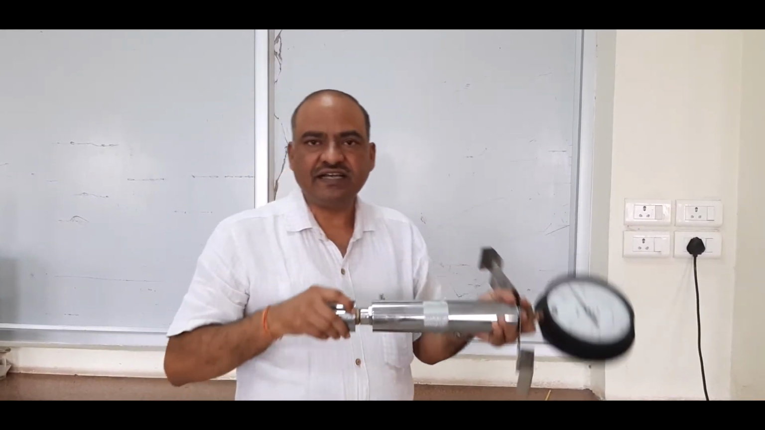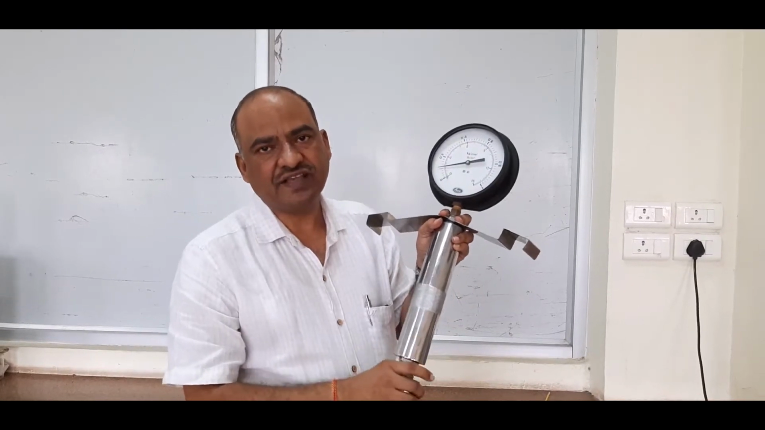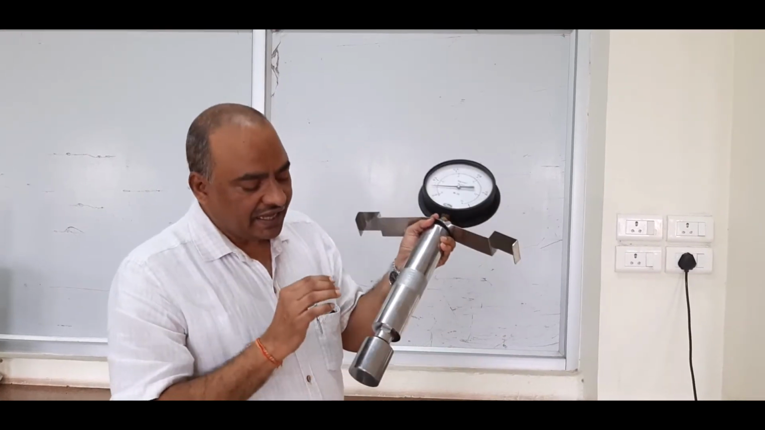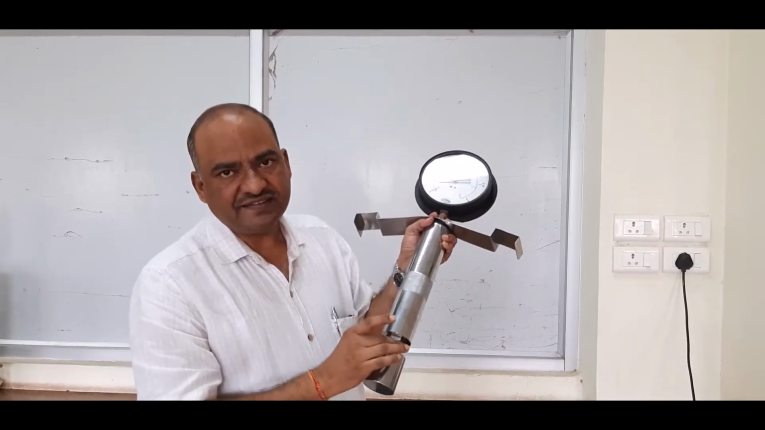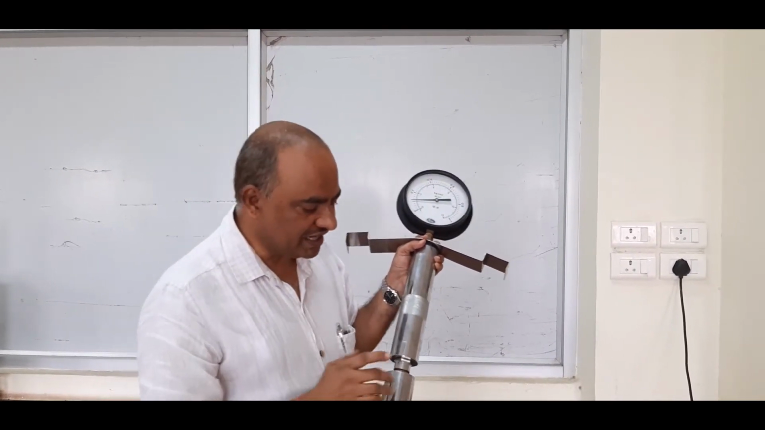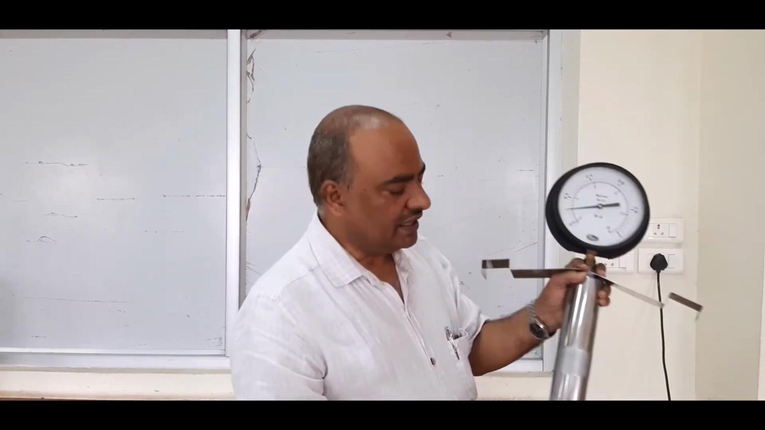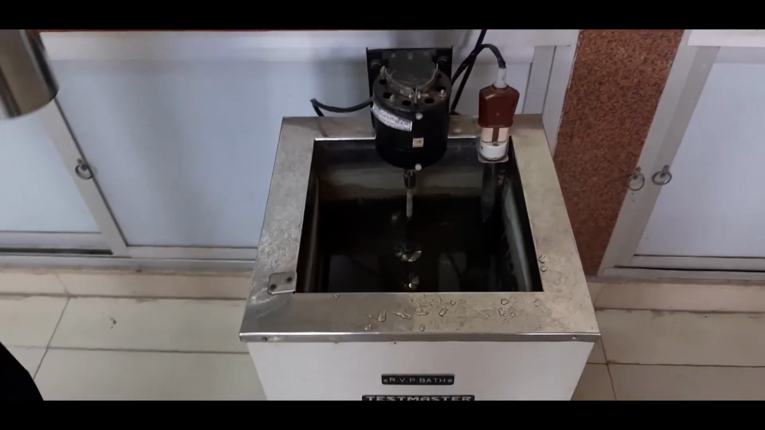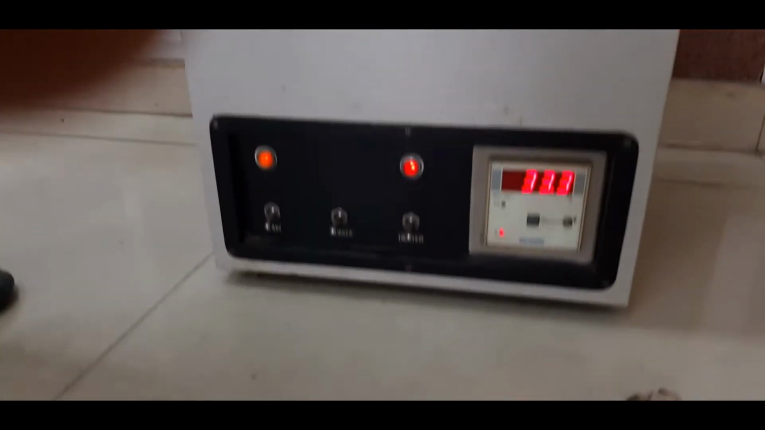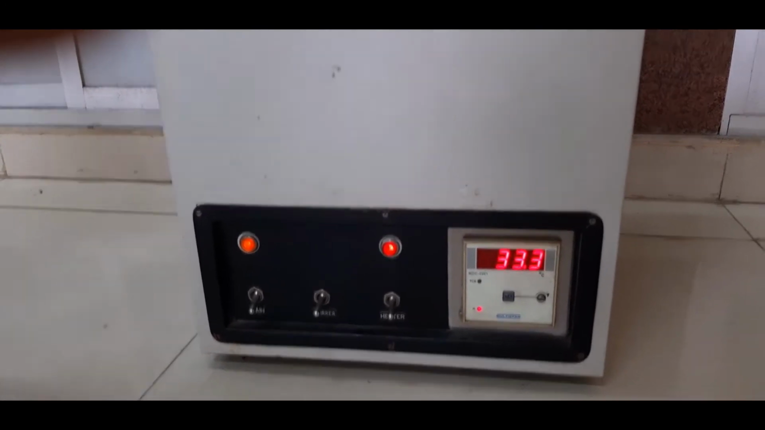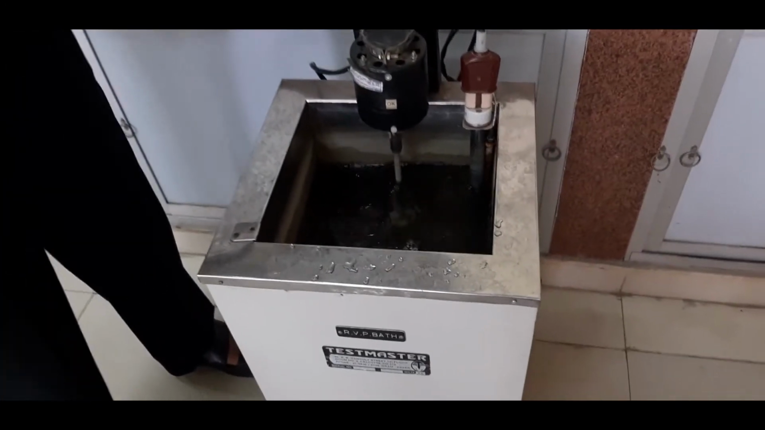When you invert this setup, sample liquid will run into the vapor chamber. And see at the joint, if there is any leak at the joint, tighten the joint. If there is no leak at the joint, then proceed. Then immerse this setup in the water bath. Before immersing, make sure that the temperature of the water bath attains 37.8 degrees Celsius. That is required for this test.